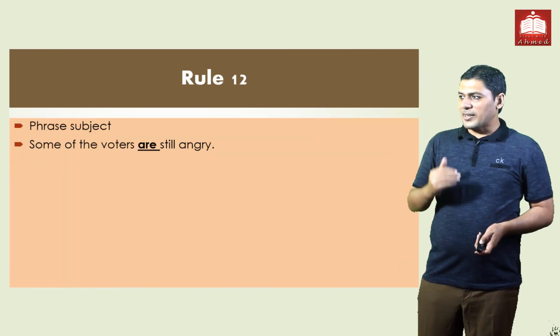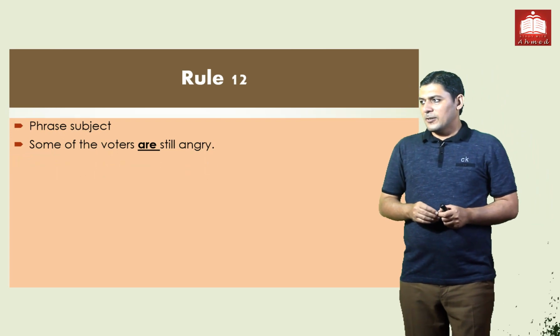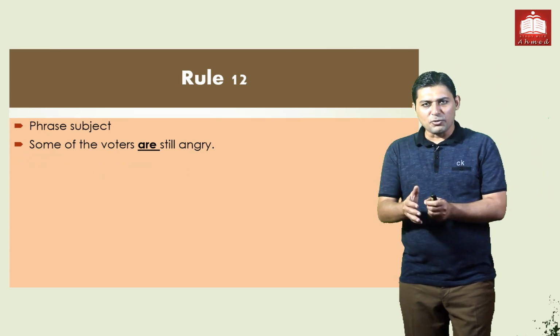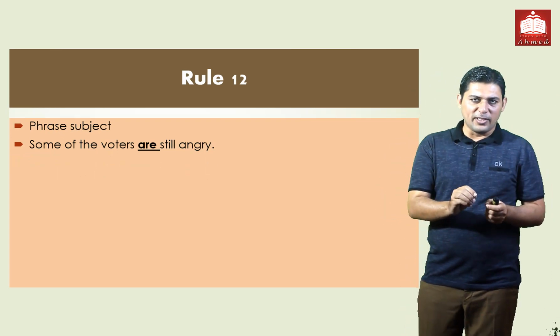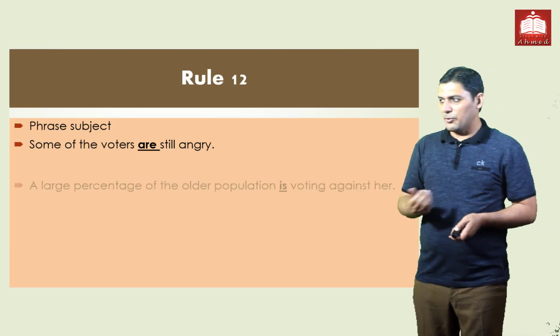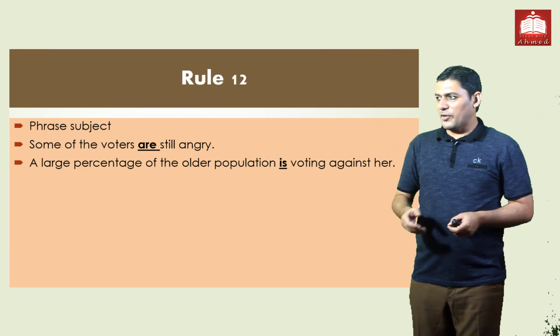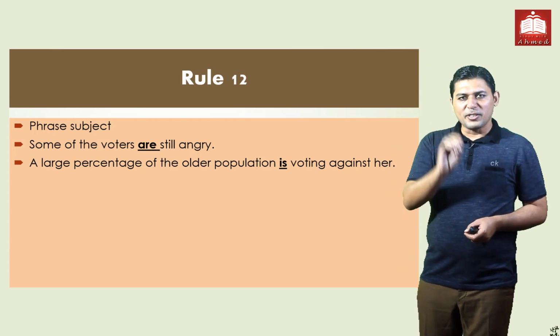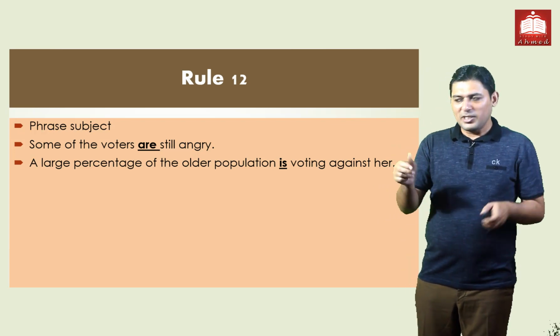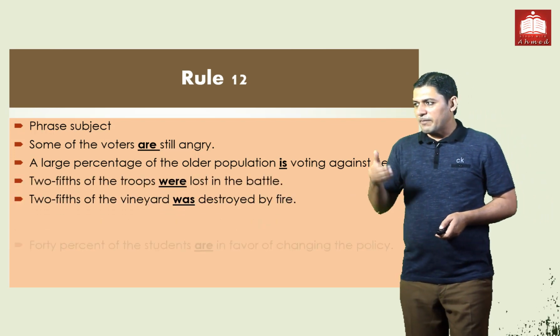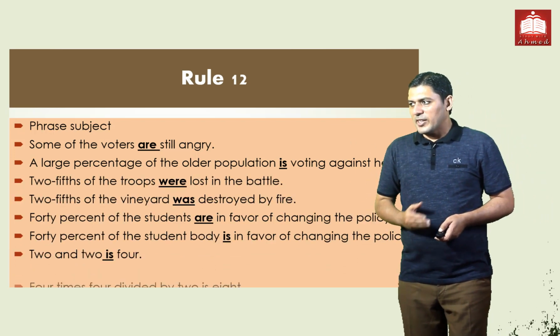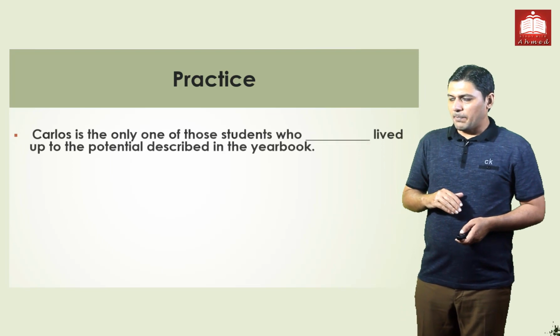Rule number 12, the loss is sum of the voters. Sum of the voters we are discussing plural form subject. It is not singular, तो यहाँ पे हमने are use किया हुआ है. A large percentage of the older population. A large percentage older population singular subject है यहाँ पर. Is use करेंगे यहाँ पर. And then we have more examples. You can see the all are more examples, right one.